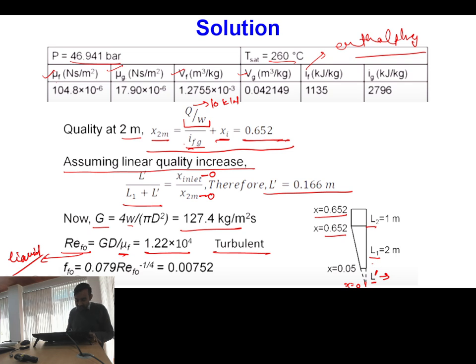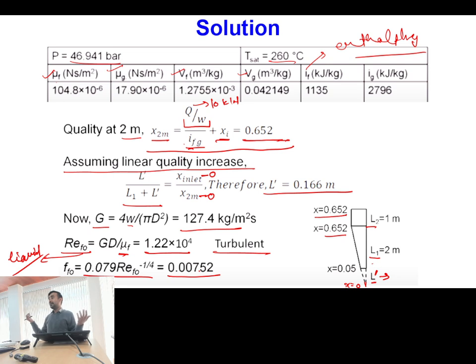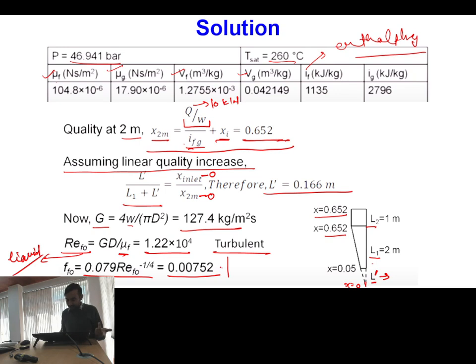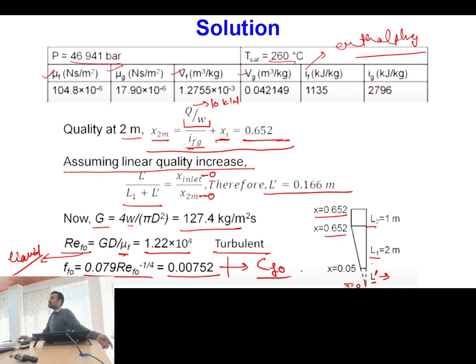Then for the turbulent regime, my friction factor will come from the Blasius relation. So this friction factor is coming out to be 0.0075. So for estimating the frictional pressure drop, I have calculated this. Basically this FFO is nothing but CFO, so in my formula it is written as CF. Are all clear with this point?